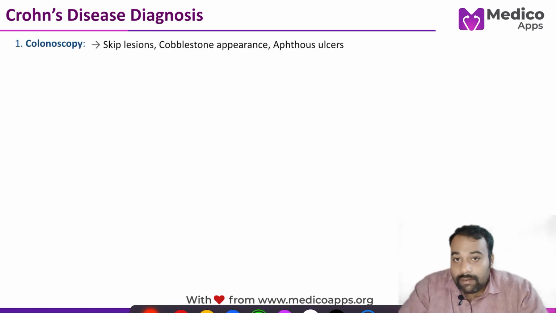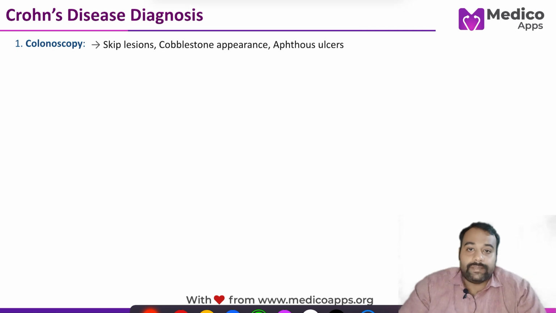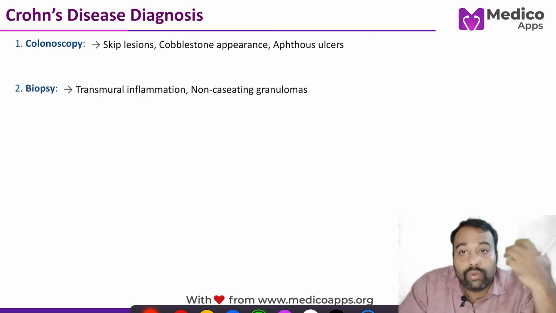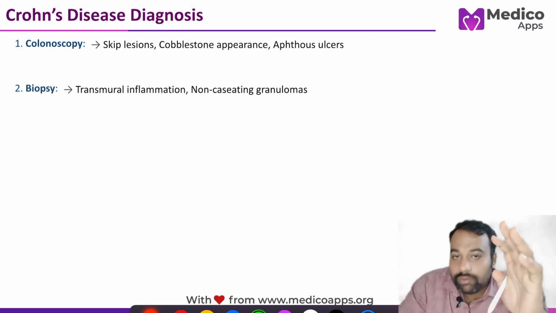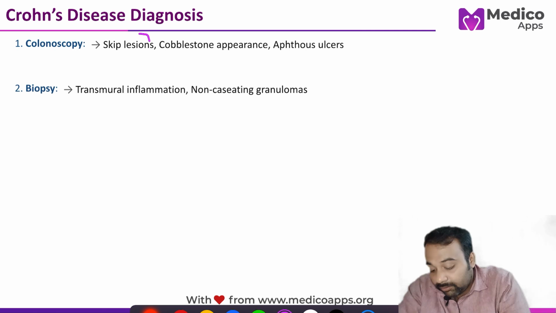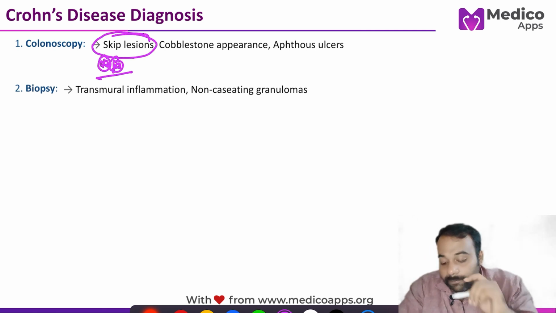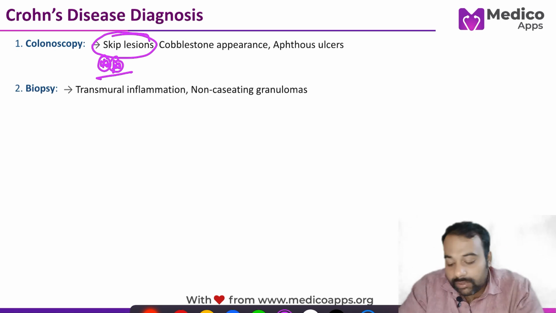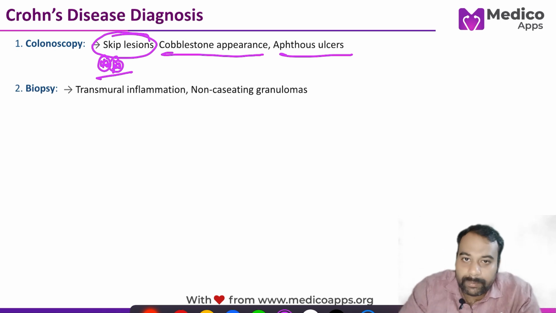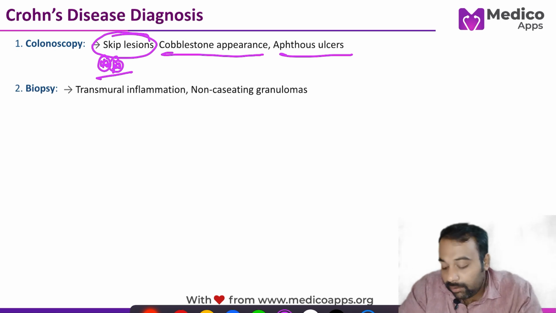Now we need to understand what are the diagnostic findings we are able to encounter. So here in case of Crohn's disease, number one is the colonoscopy. Regarding the colonoscopy, the most important thing in Crohn's disease is that it shows a skip lesion. This is an important point regarding Crohn's disease. Also, as I have already mentioned, there is a cobblestone appearance and aphthous ulcers can be seen, but the skip lesion is pretty much specific for Crohn's.